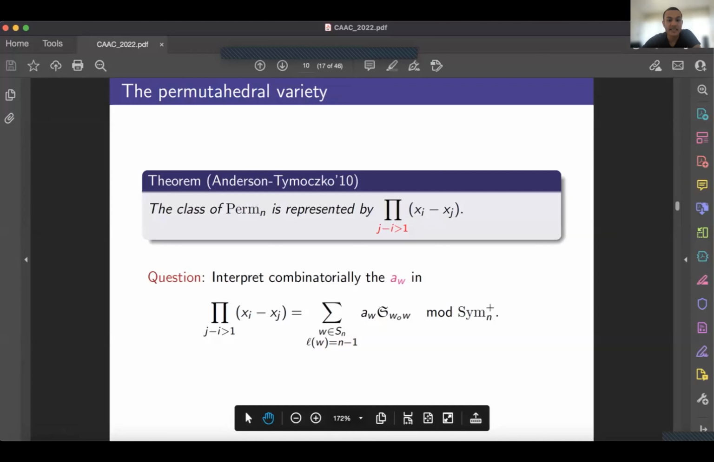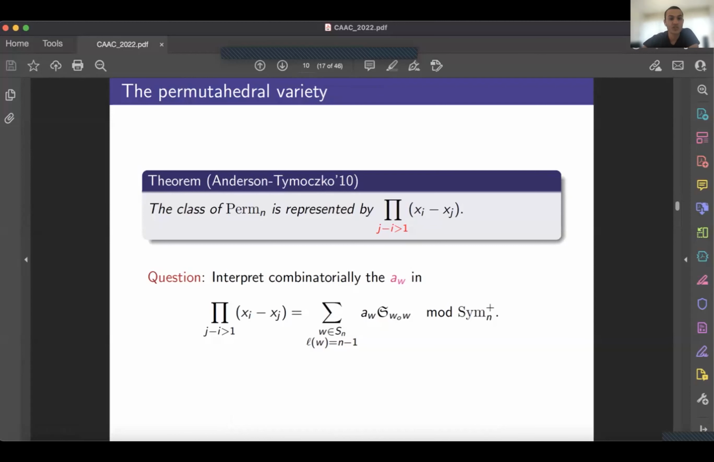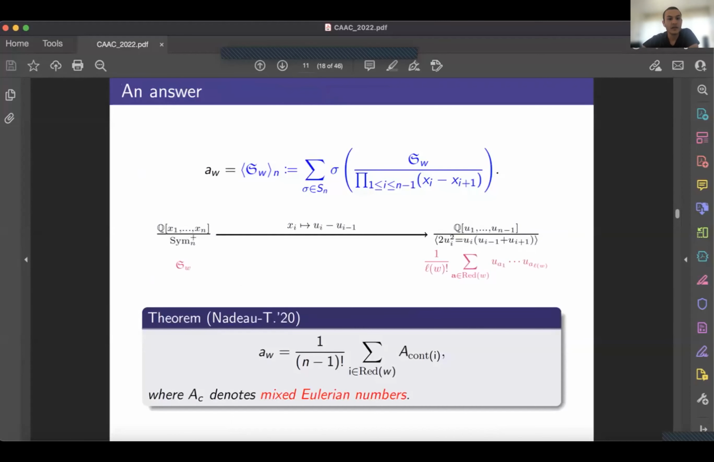So I'm interested in these a_w's. They are guaranteed to be non-negative integers because they are intersection numbers. Hence, the combinatorialist might be interested in being able to compute them. Okay, so here's the first answer that we had maybe a couple of years ago.